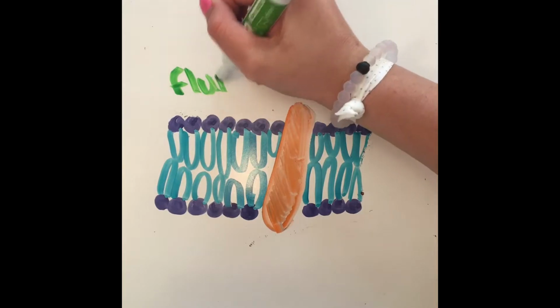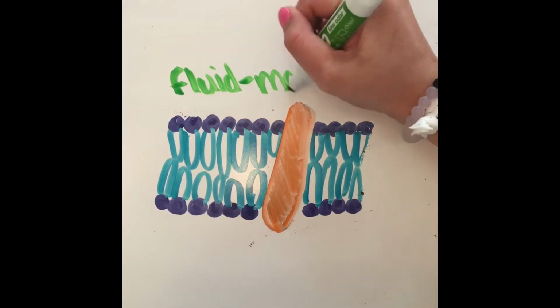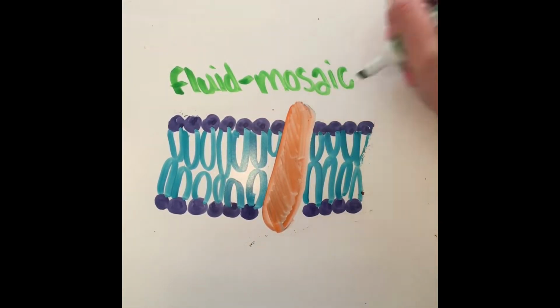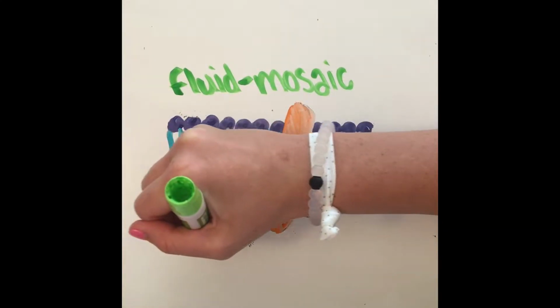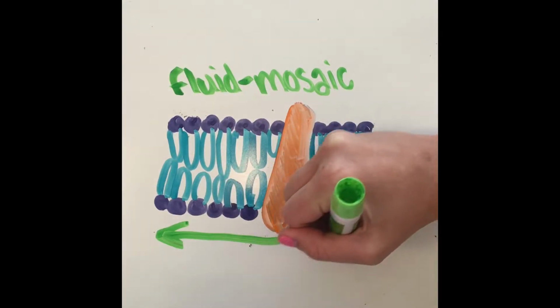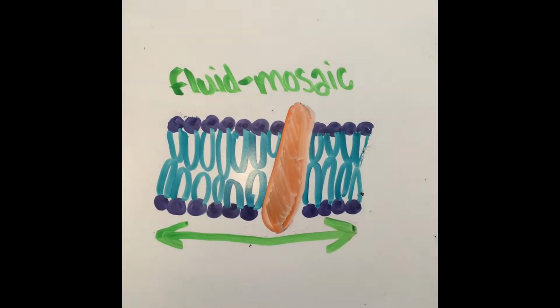The cell membrane is known as a fluid mosaic model because each lipid is fluid in that it can move, and it represents a tile in a mosaic. The lipids are fluid in that they can move laterally, sometimes jumping over one another to get to a new place in the membrane.